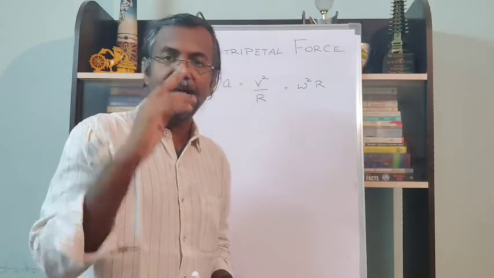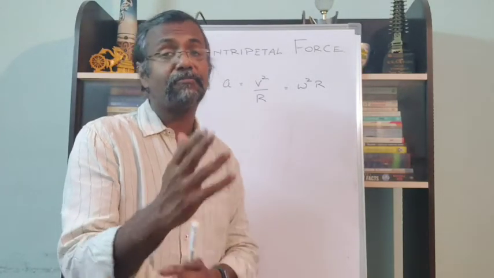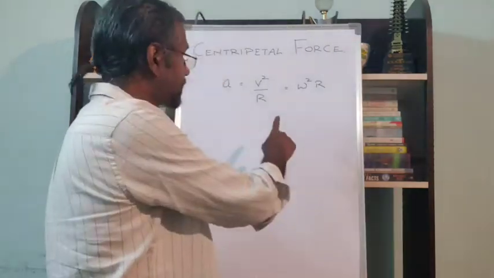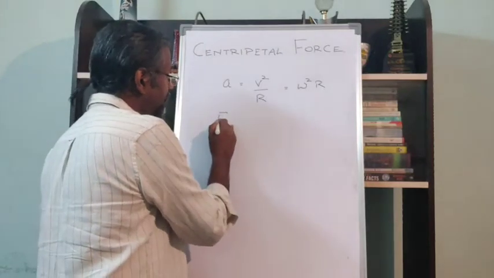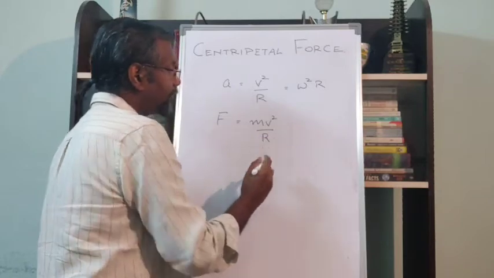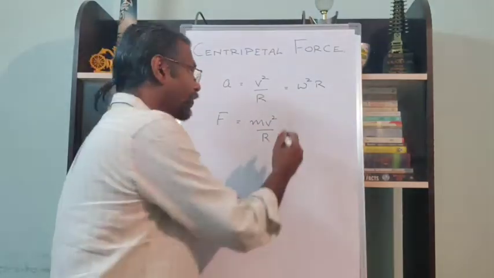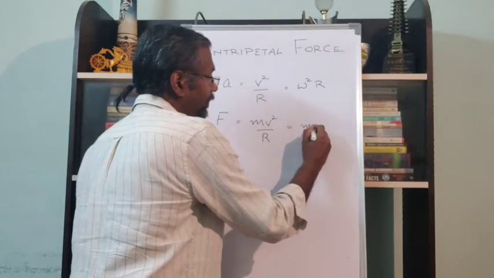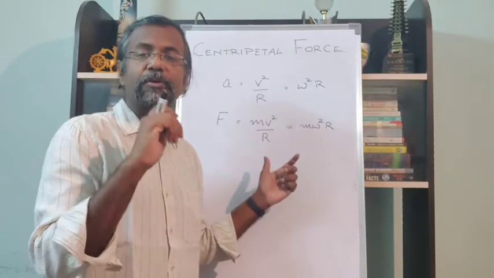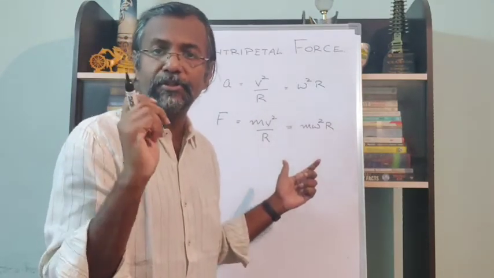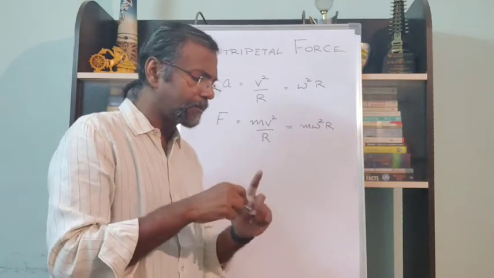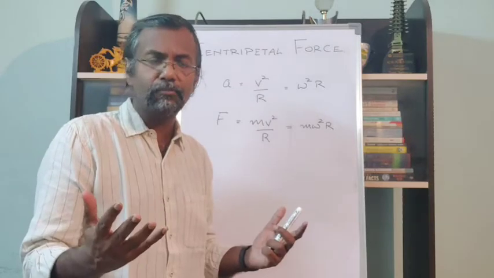Now, if there is an acceleration happening, there has to be a force. Newton's second law, that's sacrosanct. An acceleration is happening, there is a force. This is the acceleration. Therefore, the force is equal to mv squared by r, where m is the mass of the ball, v squared by r is the acceleration, or in terms of angular quantities, m omega squared r. So therefore, the force which makes a ball or an object go in a circular motion is called centripetal force, right?